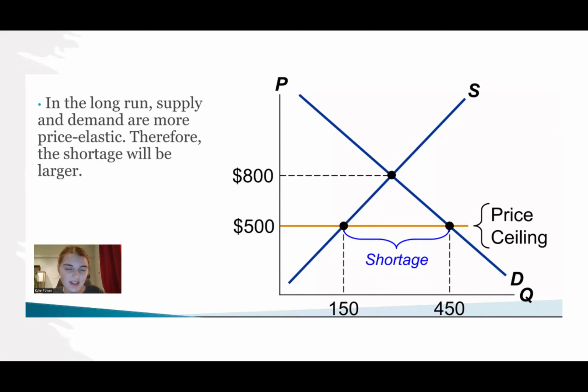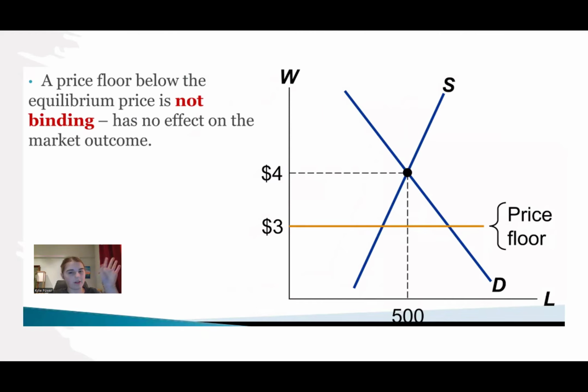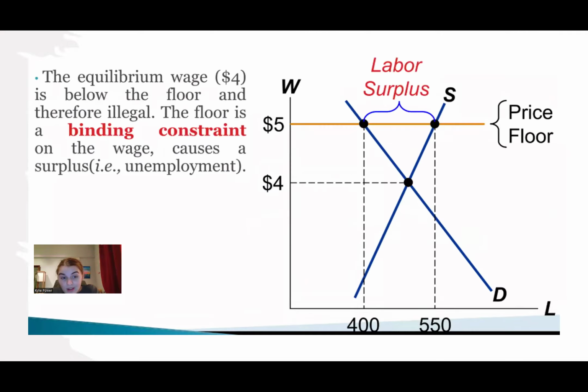So, a price floor, remember the minimum, if it's below equilibrium, it is not binding and has no effect on our marketplace, right? Our price floor is below what equilibrium is. That means equilibrium's doing its job. It's perfect. There's no need for that price floor. If our price floor, the minimum, is above our equilibrium, though, that's our binding constraint. That's going to give us what's called a surplus.